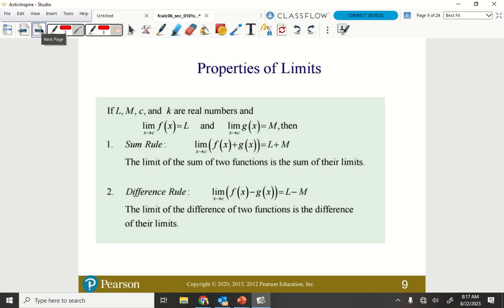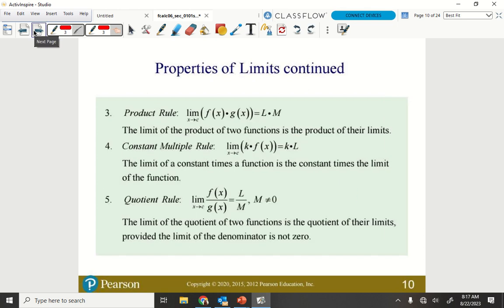Properties of limits. If L, M, c, k are real numbers, then, okay, sum rule. If I add the limit of both functions, it's basically whatever my output is for the limit of f and the limit of g, I just add those two together. So the two limits will add together. Same thing for the difference rule. It's going to be the subtraction of those. The limit of f minus the limit of g is the same as L minus M.